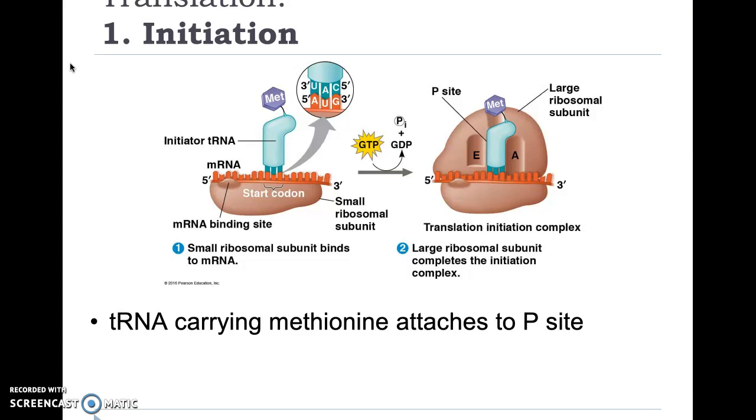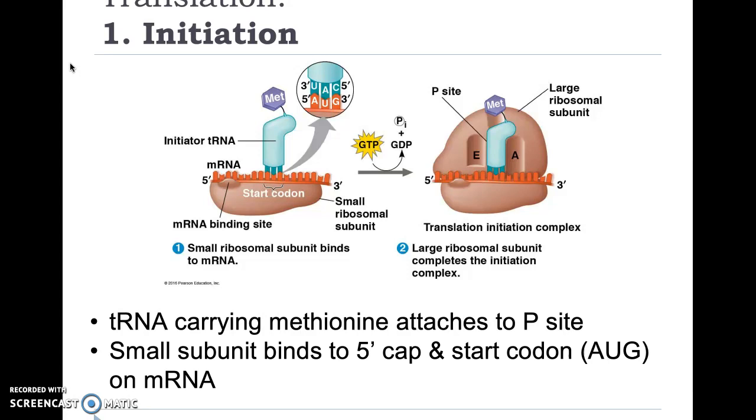Once that's attached to the ribosome, then the mRNA is going to attach. It has to start with that 5' cap, and then the ribosome essentially reads the mRNA for the start codon. And finally, the last step of initiation is bringing in that large subunit to the top and putting it all together for building of a polypeptide.